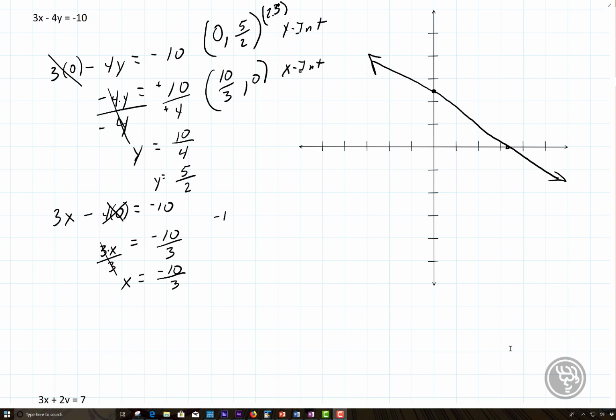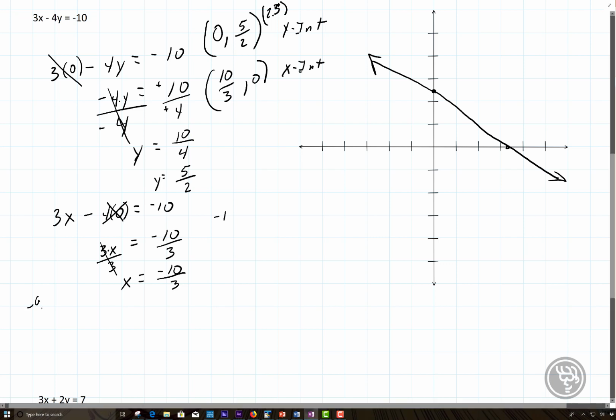So let's check the slope. That's the first thing we want to do. According to our formula, the slope is negative a over b. Our a in this instance is 3, and our b would be negative 4. So negative 3 over negative 4 yields a positive 3 over 4. This slope is positive.